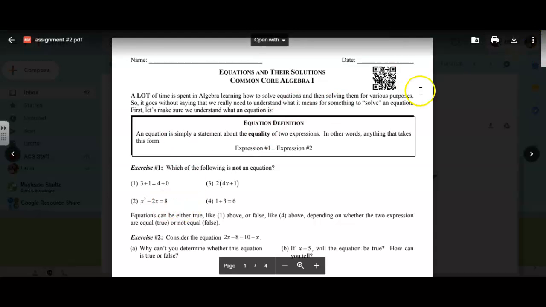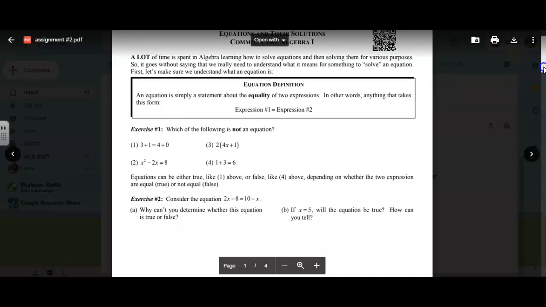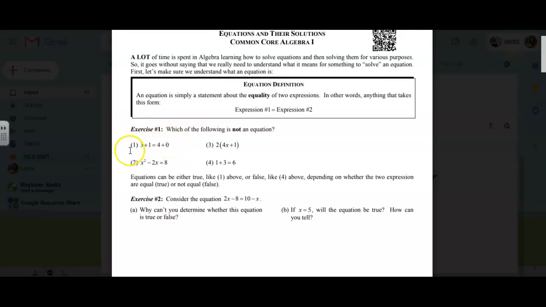So this gives us a couple of examples here. It says which of the following is not an equation. So we've got an equation right here. We see the equal sign. But on the other hand, we've got an expression right here. There's no equal sign. Okay?